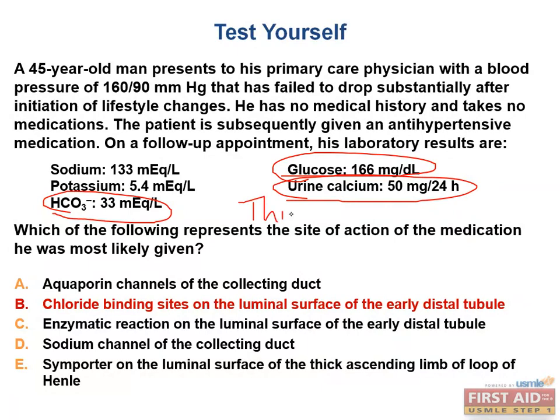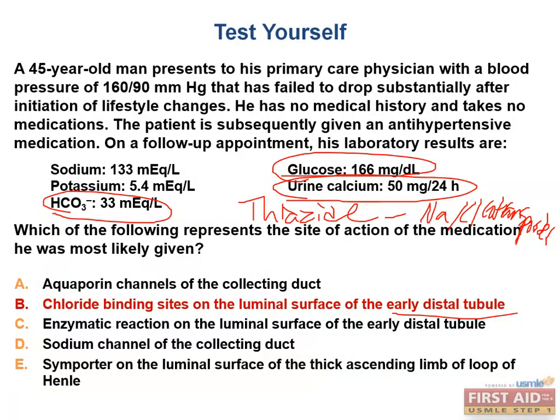Remember that thiazides inhibit the sodium chloride cotransporter on the luminal surface of the distal tubule by binding to the protein's chloride site. So they're blocking the sodium chloride cotransporter. And this is in the early distal tubule. So the correct answer was B.